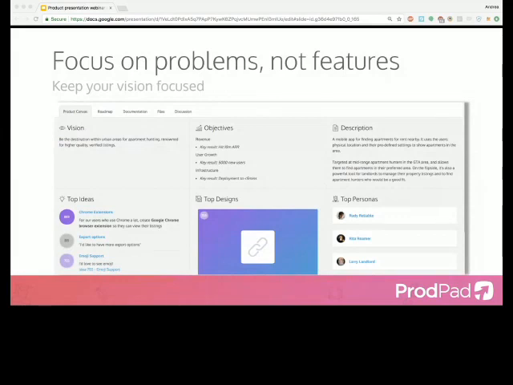So it's on the screen right now. It talks about what your vision is, what your objectives are, and what your description is. And that just makes it really handy for everyone to understand where the conversation is going and where your product is going. This is very similar to Roman Pichler's business model canvas, if you guys are familiar with that.